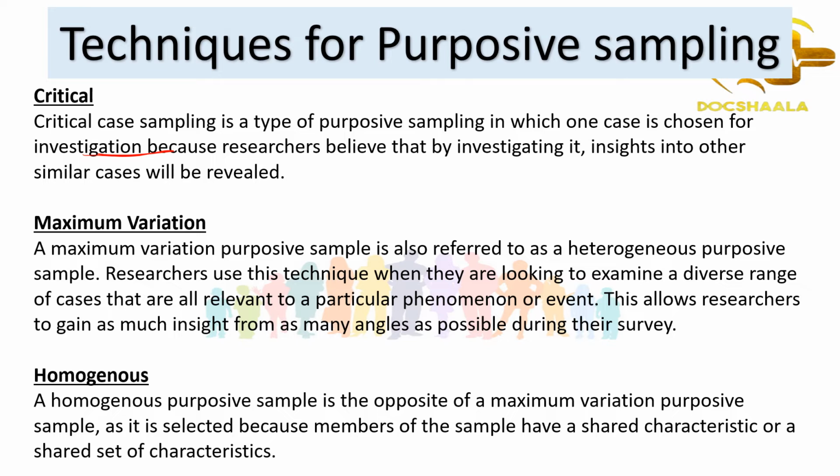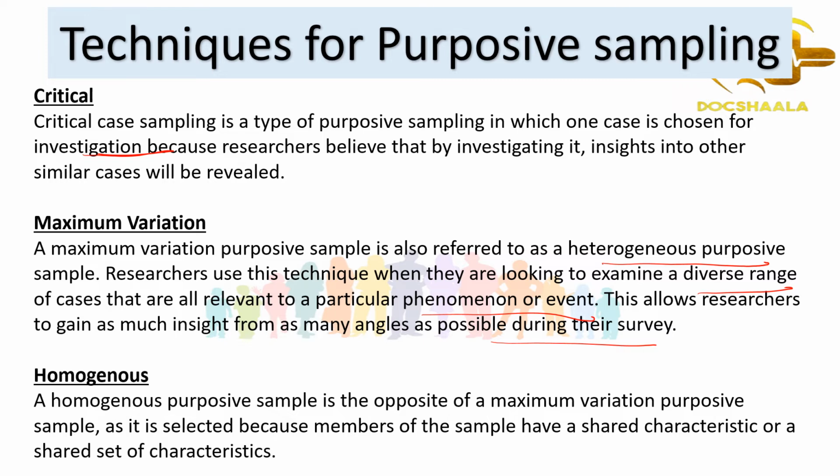Then maximum variation. A maximum variation sample is also referred to as a heterogeneous purposive sample. In this, they are looking to examine a diverse range of cases that are all relevant to a particular phenomenon or event. Okay, this allows researchers to gain as much insight from as many angles as possible for their survey. So this is somewhat good, right? With maximum variation, we can study a vast number of different populations. So that will also make the survey very clear from many angles, right?